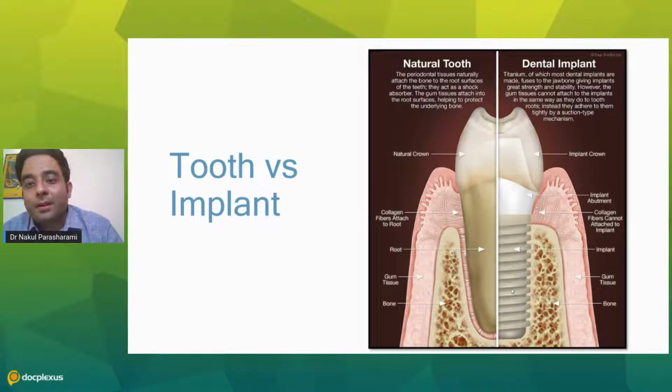So the implant crown is supported onto the implant, which is in the bone, through an implant abutment, which is a kind of connection between the mechanical structure which is in the bone and the mechanical structure which is going to be present in the mouth. Next slide, please.